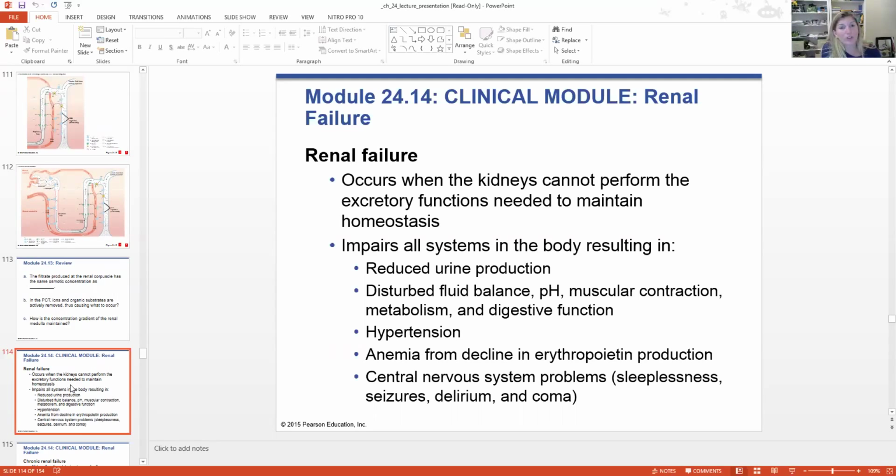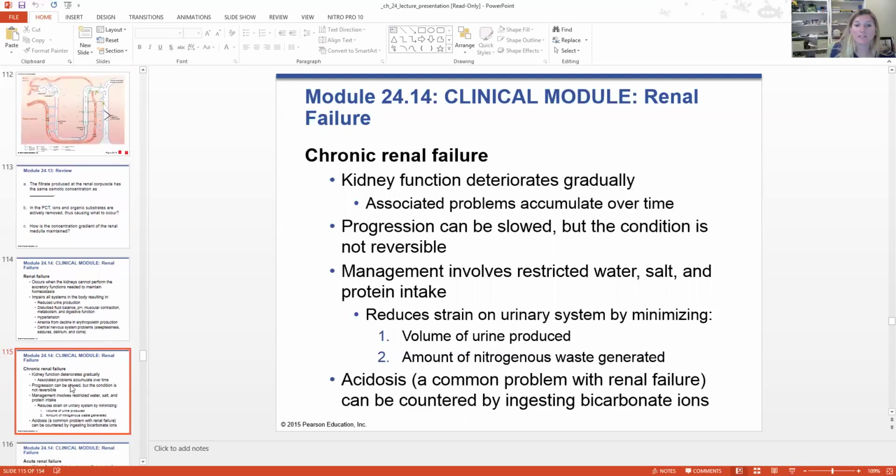Hypertension can result when your body is not getting rid of the excess fluid. Therefore, you might have some edema and bloating. Anemia, because EPO is not being released and therefore red blood cells are not being created. Therefore, you're not going to have enough oxygen floating around in your body. Central nervous system problems, including seizures and maybe even coma, resulting from just simple, quote unquote, kidney failure.